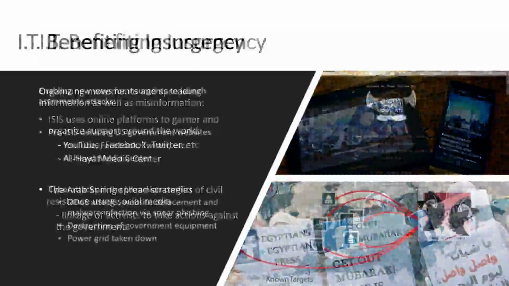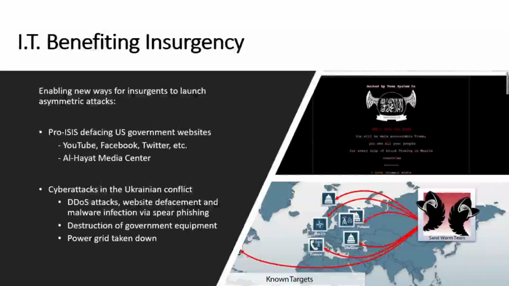In the case of the Ukrainian conflict in 2014, pro-separatist cyber activists performed DDoS attacks, website defacements, and malware infection via spear phishing, causing serious damage to government equipment through the cyber attacks. Propaganda campaigns were also active online, with both sides claiming the other side to be committing war crimes, such as when the civilian Malaysian airliner MH17 was shot down over the conflict zone.